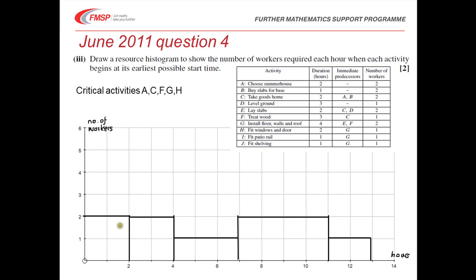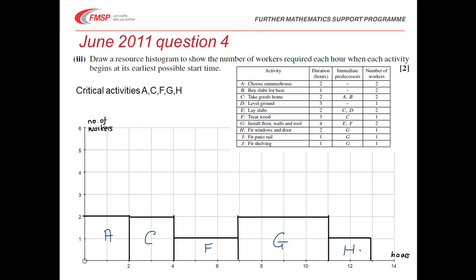So it's best if we just, our critical activities A, duration 2 hours and number of workers 2. C, duration 2 hours and number of workers 2, and so on. F has 3 hours but 1 worker, and so on. So I'll just put the critical activities along the bottom, and that's generally the best way of starting.